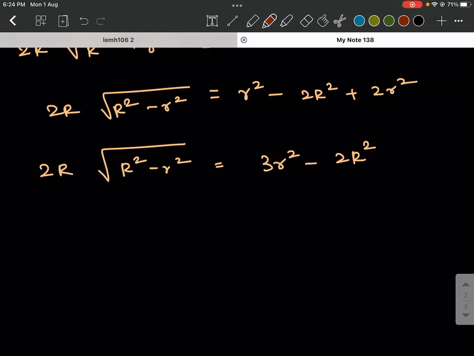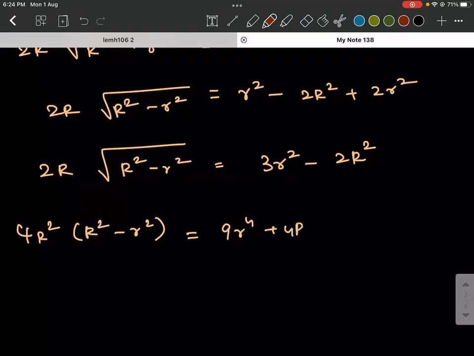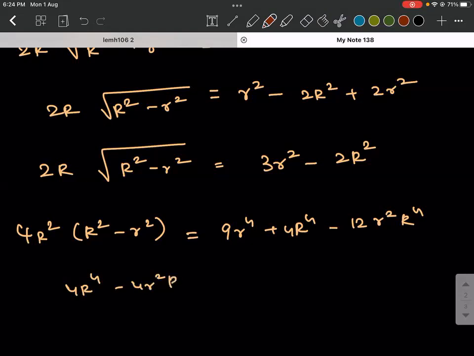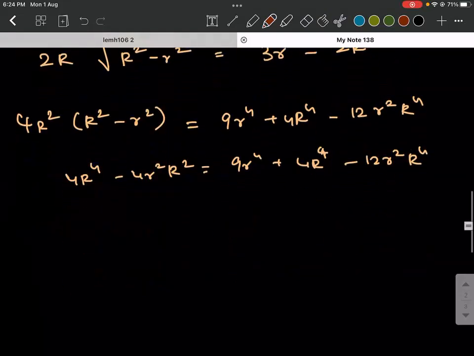I think this should give us the answer. 4R² into (R² − r²) is equal to 9r⁴ + 4R⁴ − 12r²R². So 4R⁴ − 4r²R² is equal to 9r⁴ + 4R⁴ − 12r²R². Is that clear?